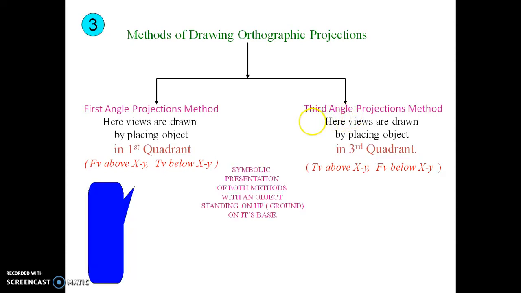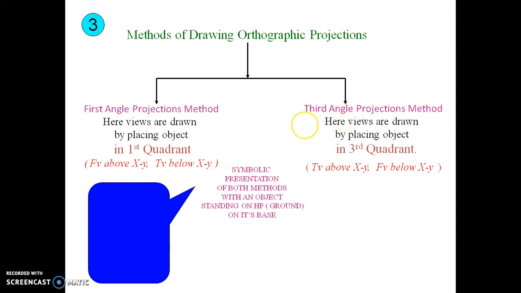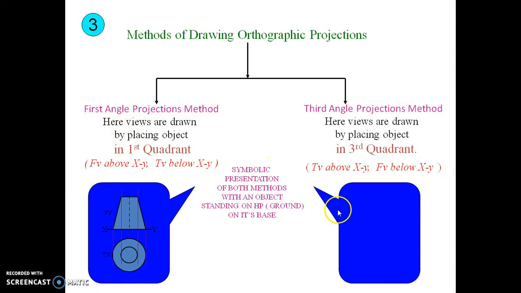Clear? It is very easy to recognize the first angle and third angle projection methods. Here we can see the XY line. The front view is above the XY line and the top view is below the XY line, which is the first angle projection method. In the third angle projection method, the top view comes above the XY line and the front view below it. That is the major difference we can easily identify between first angle and third angle projection methods.